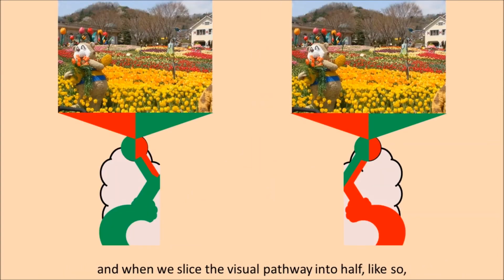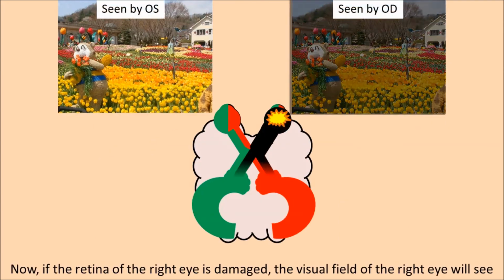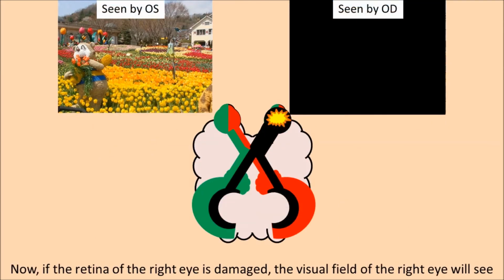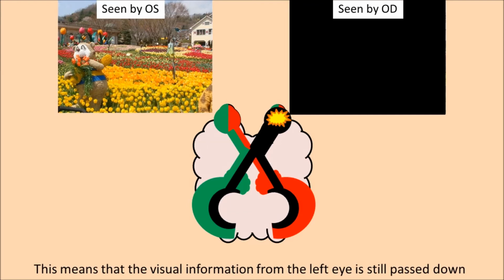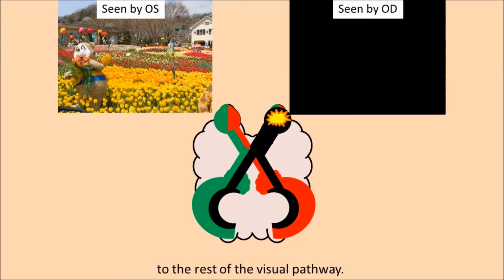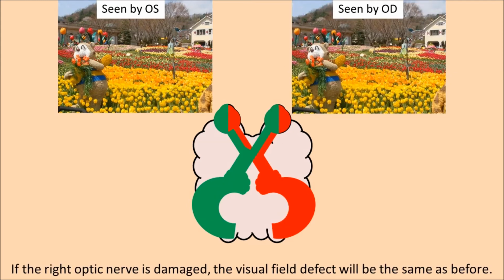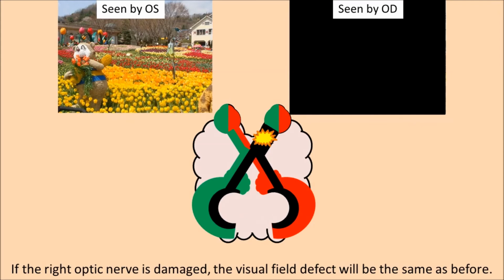And when we slice the visual pathway in half, like so, each eye will be seeing one full picture by itself, which totally makes sense. Now, if the retina of the right eye is damaged, the visual field of the right eye will see nothing, which totally makes sense as well. This means that the visual information from the left eye is still passed down to the rest of the visual pathway. If the right optic nerve is damaged, the visual field defect will be the same as before.